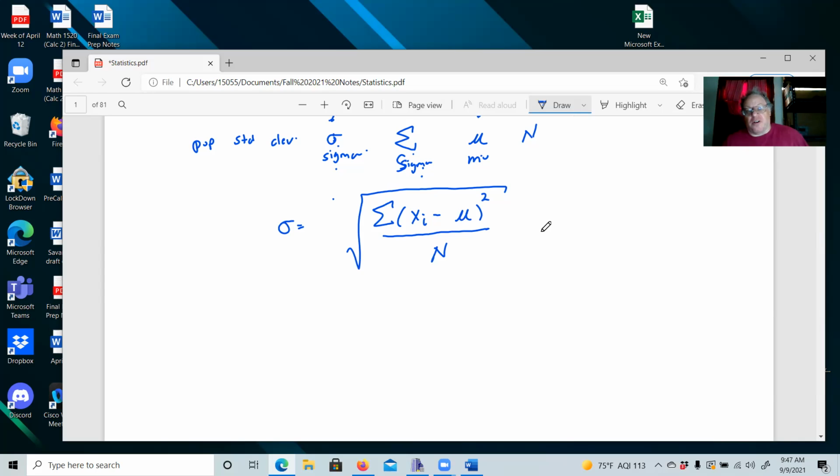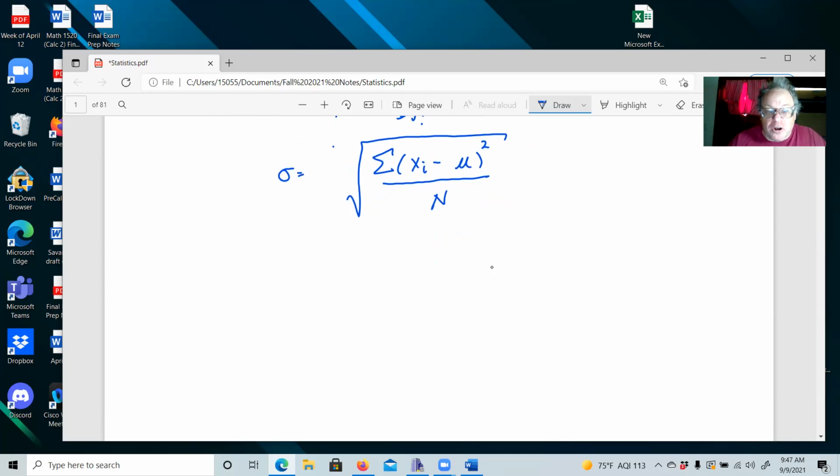So there's our formula. This is the population, so for all of them. Then we have our sample, which we will prefer to work with, and for that we use s. This is the sample standard deviation. The formula is very similar to the population standard deviation. We're going to take all of our observations minus the sample average.